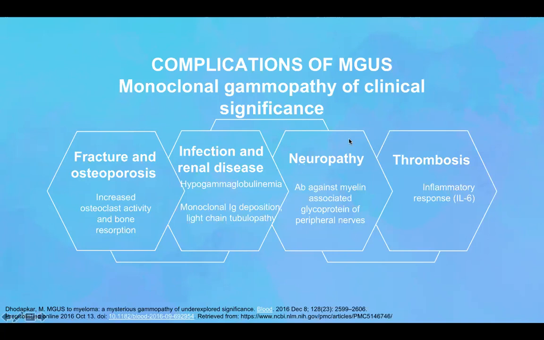And neuropathy, like we saw in the patient of, I think it was last week, is 5 per 9 more frequently in patients with MGUS than in normal population. And this is because we have an antibody that is against myelin-associated glycoprotein that is going to be causing the loss of myelin, and is going to result in symptoms for the patient. And another complication is thrombosis. This is related to inflammation and the increased levels of interleukin-6.